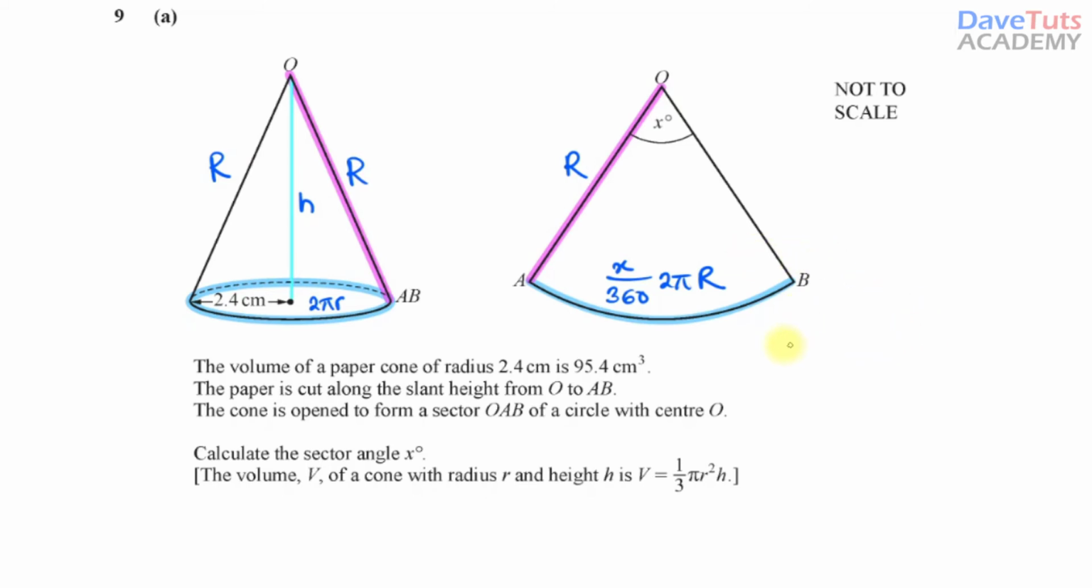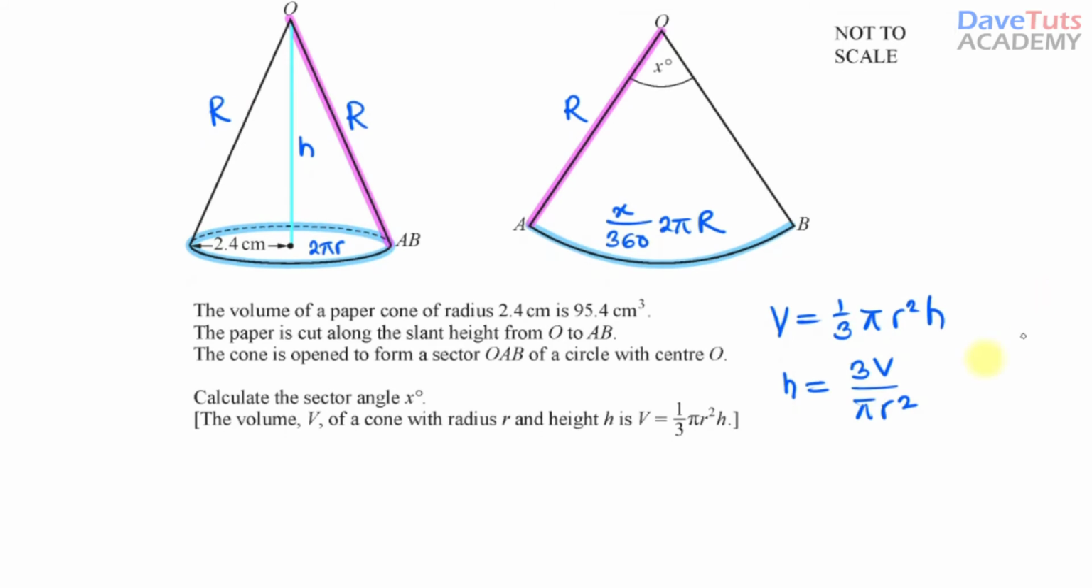First, from the information that we have, the volume of the cone is 1 over 3 pi r square h. The volume we have been given already as 95.4 centimeter cube. Small r we have also been given as 2.4 centimeter. Then h is what we are looking for. From here, h is nothing but 3 multiplied by volume over pi r square. So h is going to be 3 multiplied by 95.4 divided by pi multiplied by 2.4 raised to power 2.